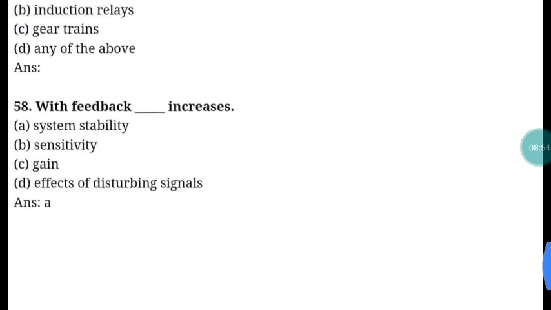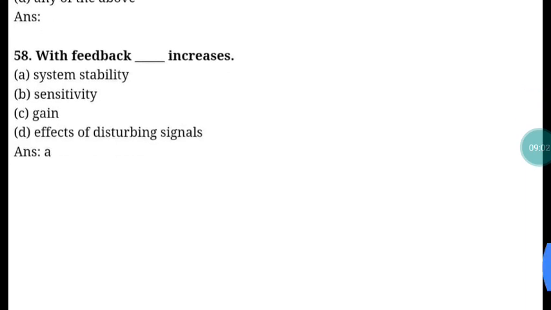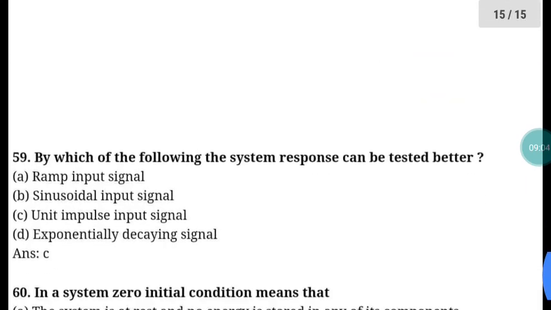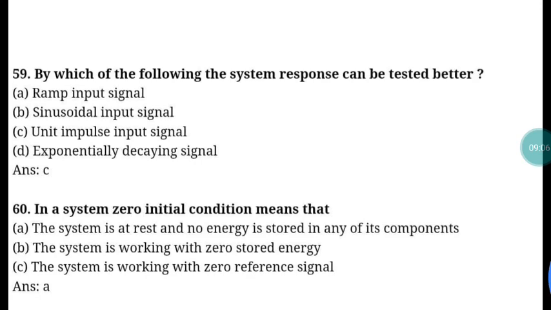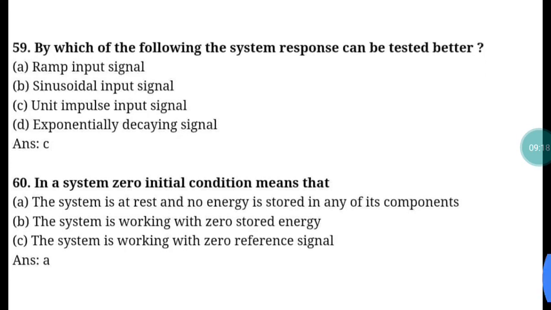Next question, question number 58. With feedback, dash increases. So with the feedback, system stability increases. Option A is the right answer. 59. By which of the following can the system response be tested better? So by unit impulse input signal, the system response can be tested better. C will be your right answer.